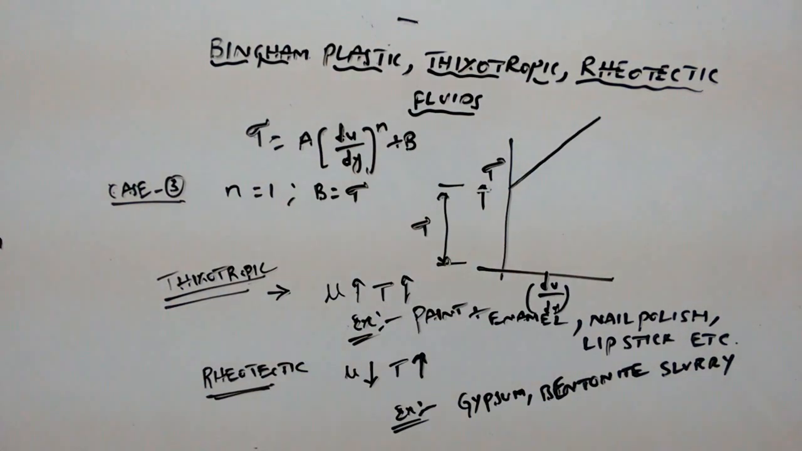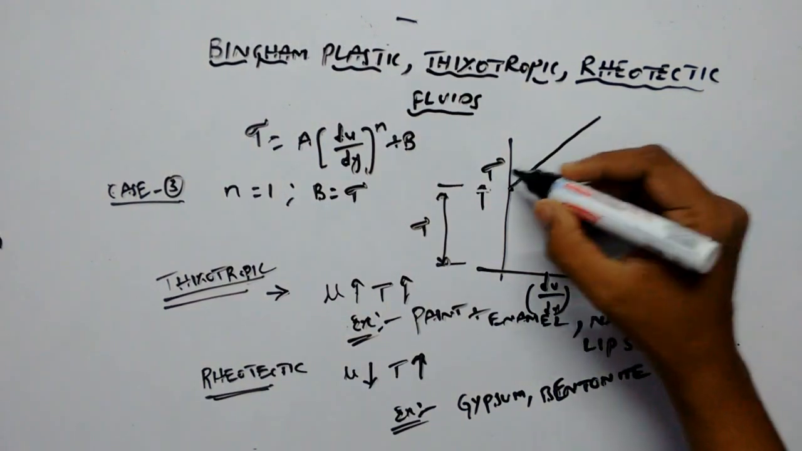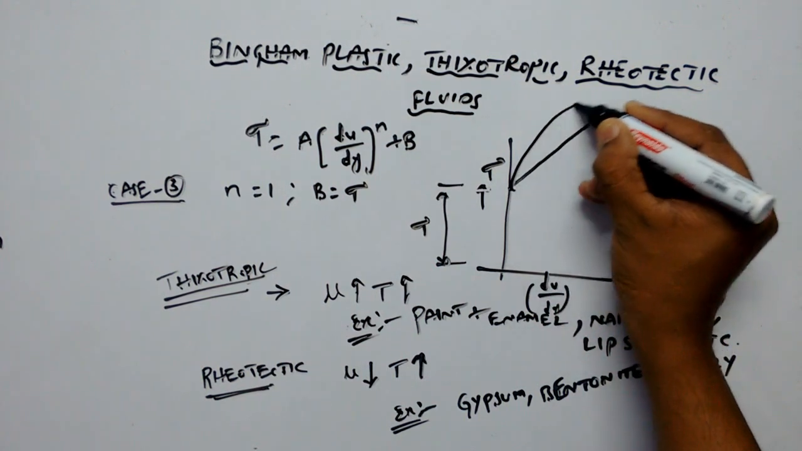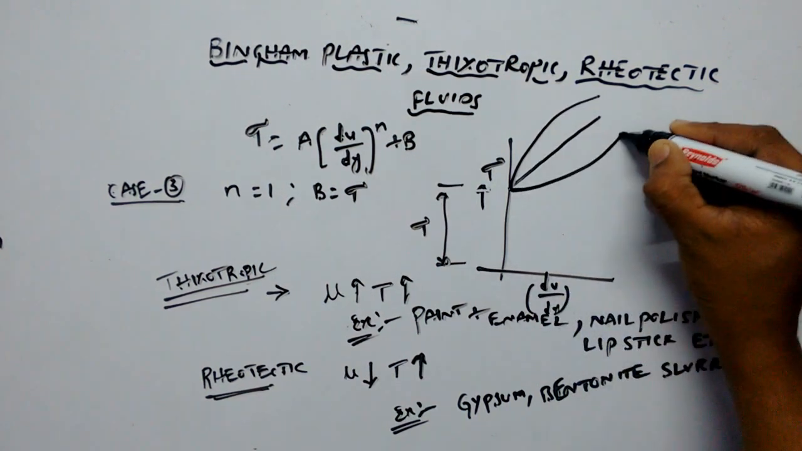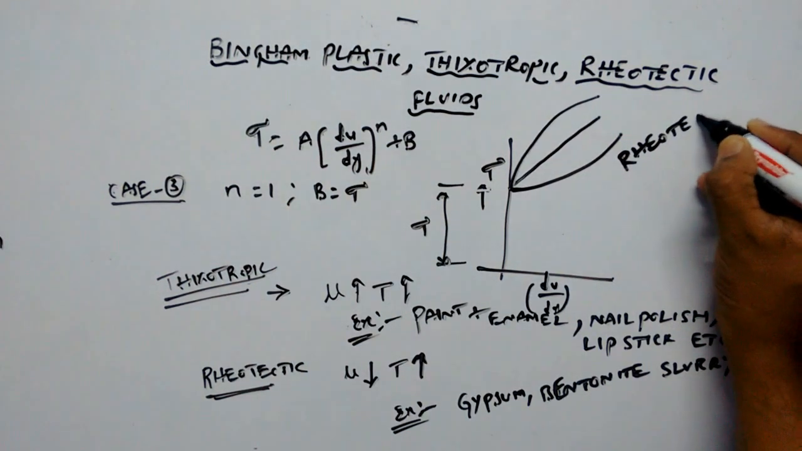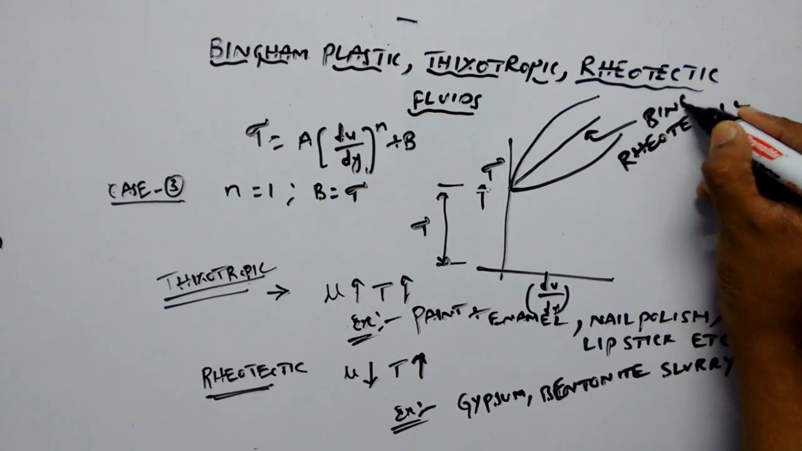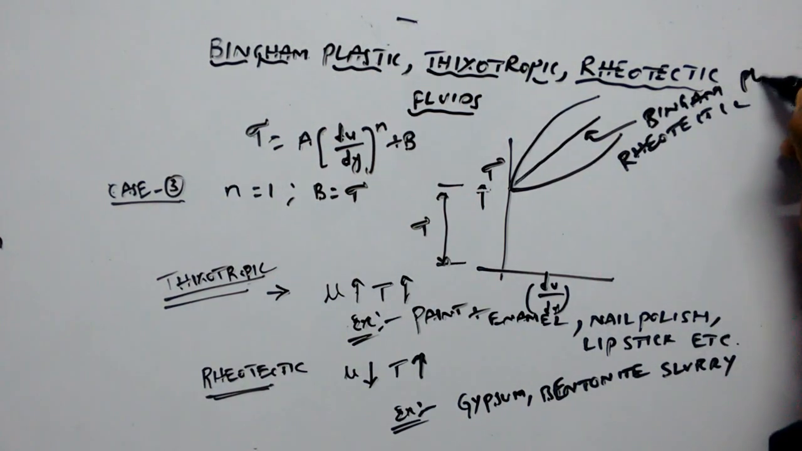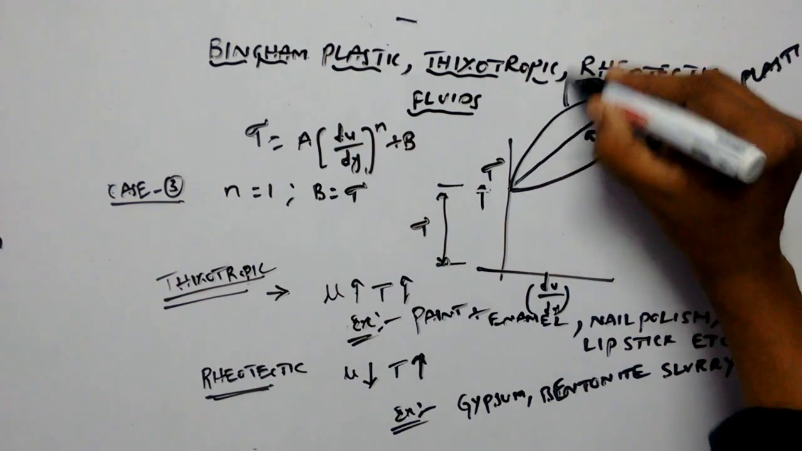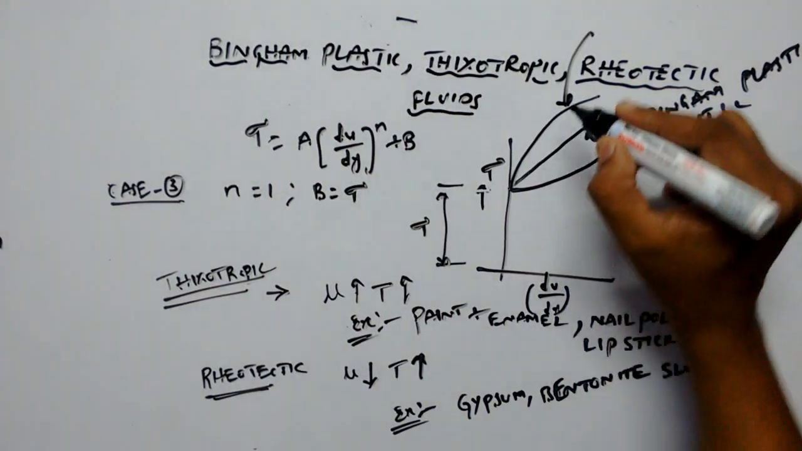If you plot a graph between shear stress and the velocity gradient for this thixotropic and rheotactic fluids, the plot will be like this. For a thixotropic fluid, for a rheotactic. This is for Bingham plastic. And this is for thixotropic.